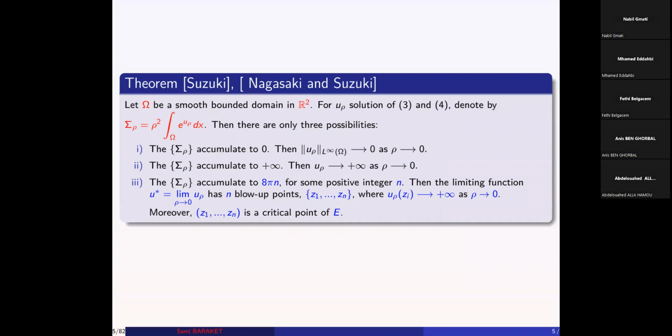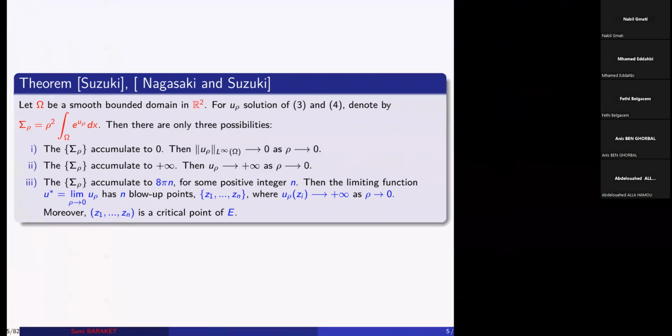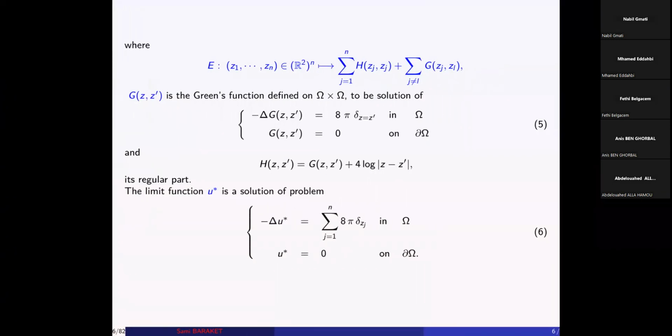which is 8 pi n, n some integer, then u rho converges to some limiting function u star, which is harmonic except at a finite number of points z1, ..., zn, exactly n points, where the location of these points is given by some functional A, given by the following expression, which depends on the Green function of the Laplacian on omega and its regular part. So u star is simply the sum over j between 1 and n of G(·, zj).